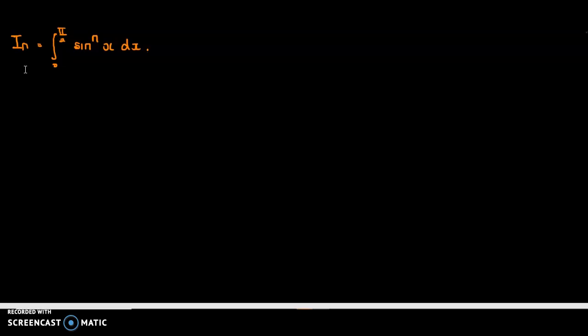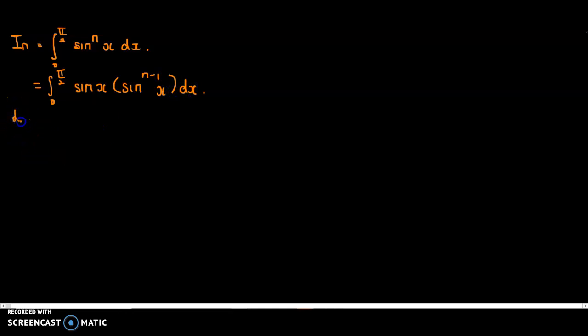Let's look at another example. And this example is the integral of sine x to the power of n evaluated between 0 and pi over 2. So we are going to split up sine x to the power of n into sine x by sine x to the n minus 1 dx.